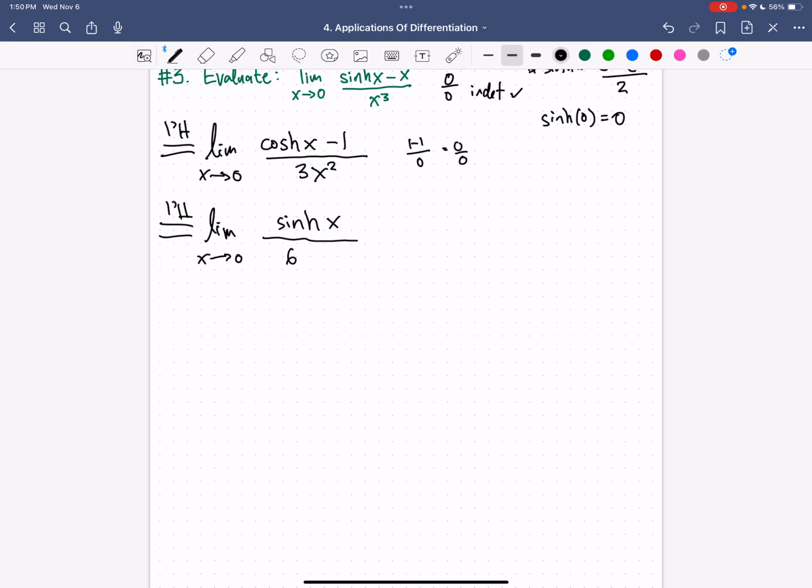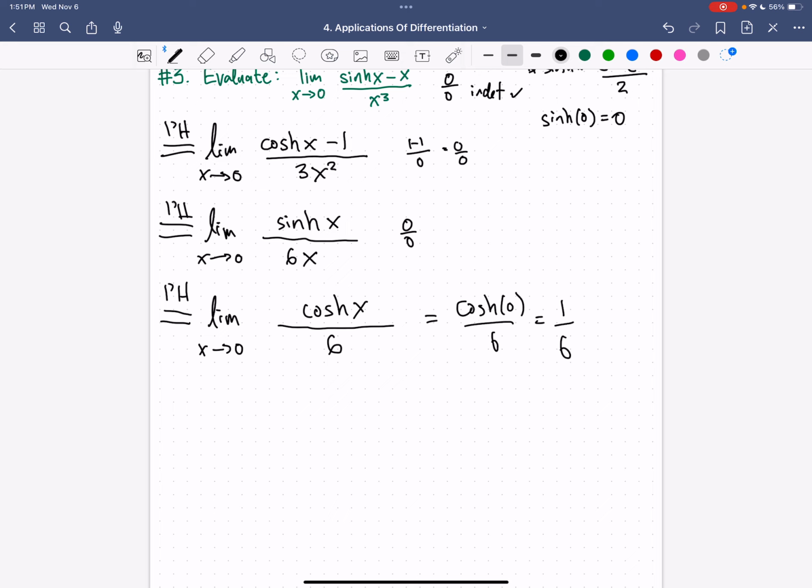Right, so then here we've got sinh over 6x. This is again 0 over 0. So let's take the derivative again by applying L'Hopital's rule. In the numerator, we'll now have cosh x, and in the denominator, we just have 6. And now this is just going to be cosh of 0 over 6, which is 1 over 6. So that's it.